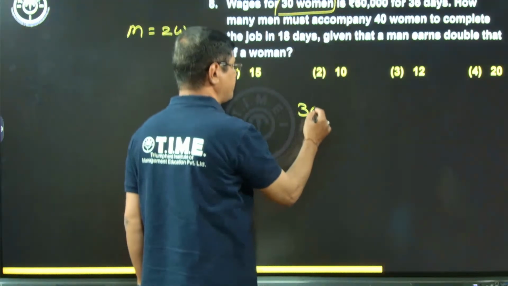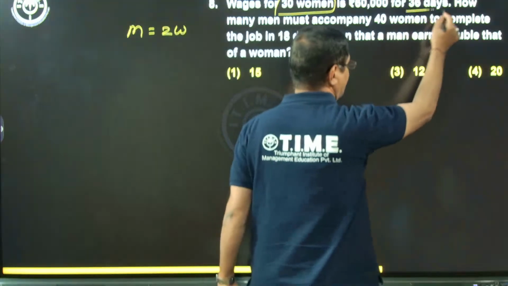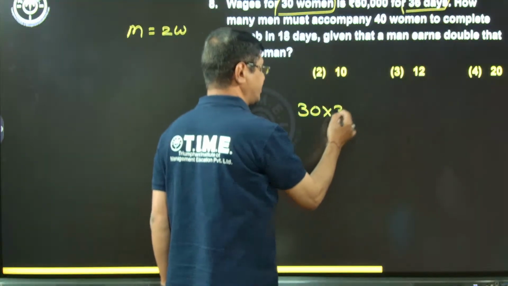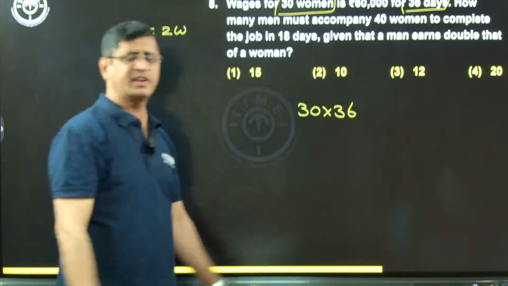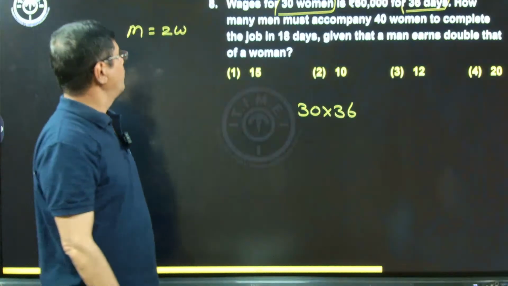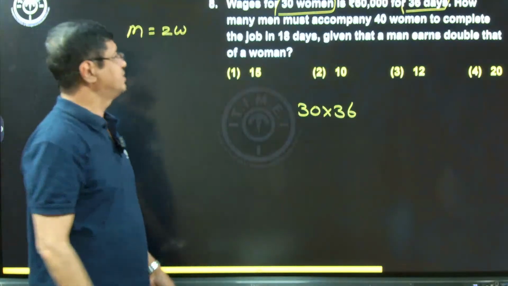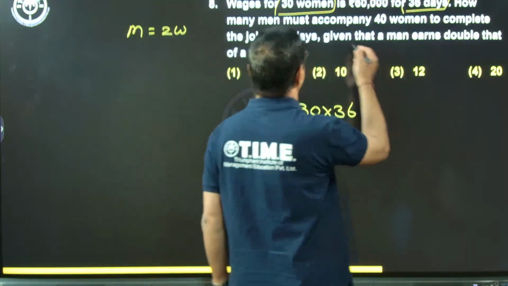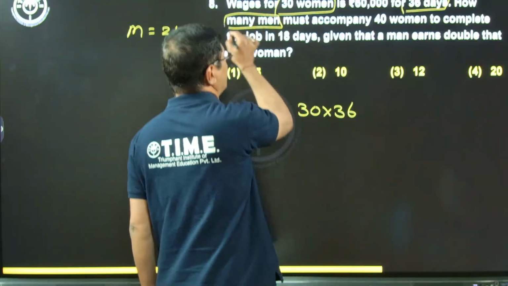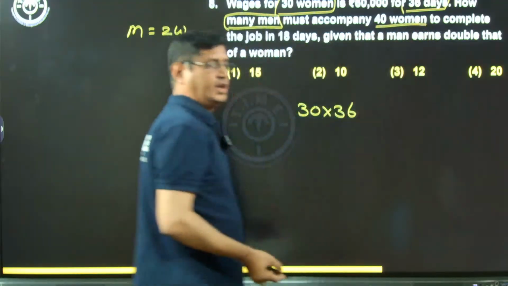30 women are completing it in 36 days, the same work here. Now 1 man is equal to 2 women capacity. Now how many men are required here?